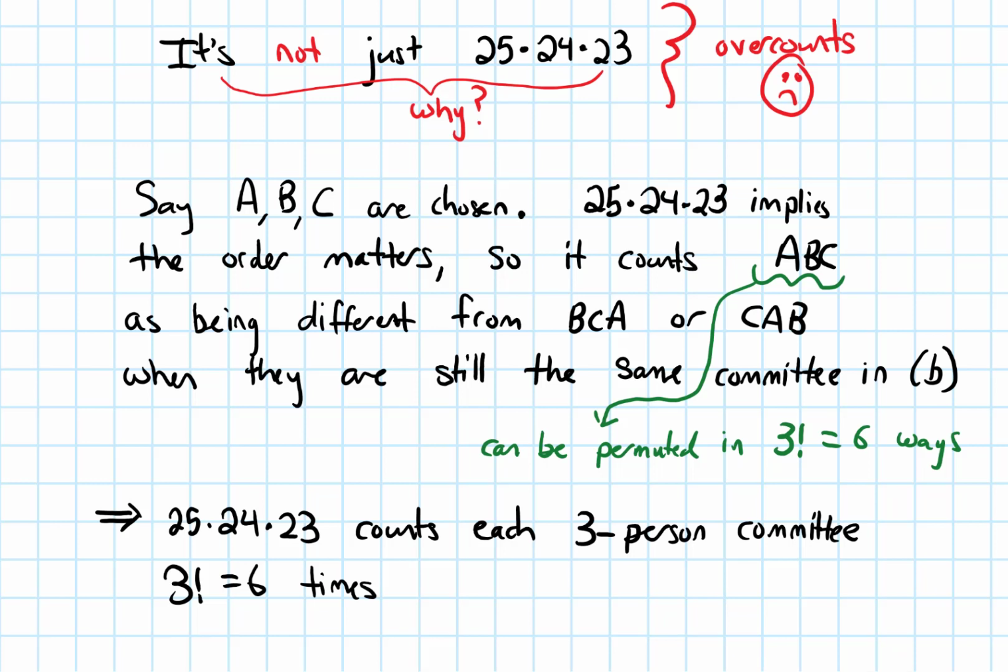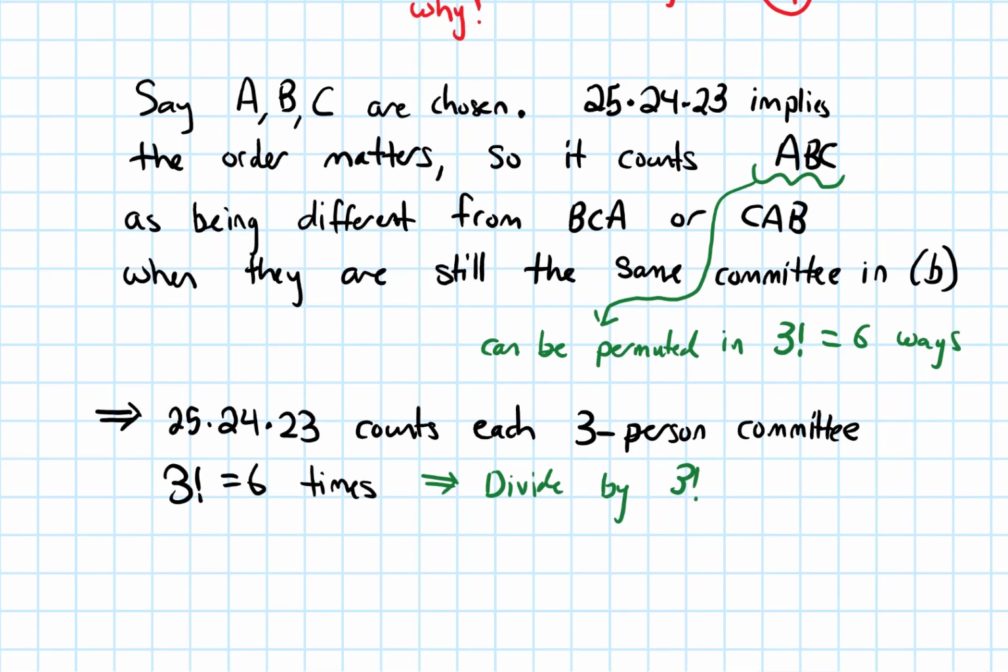So it's counting every single committee way too many times. But because we know how many times it's counting each 3-person committee, we fix it by just dividing. We're going to divide by 3 factorial. Okay, so that will give us a method for our answer.